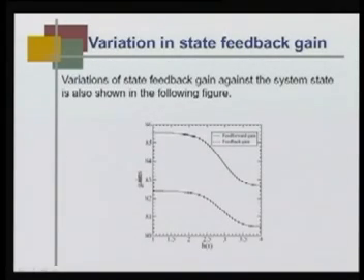And you see that the feedback gain and feed forward gain that were obtained are of a time varying nature, because this is a non-linear system, it cannot have a fixed constant gain, it has a variable gain. So, variation of state feedback gains against the system state is also shown in the following figure.